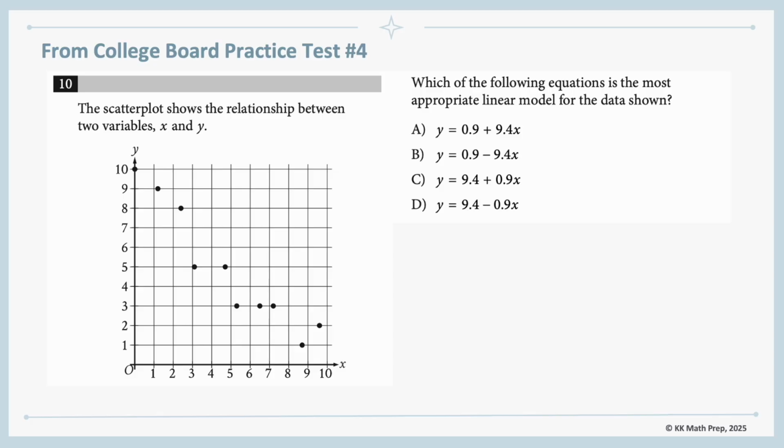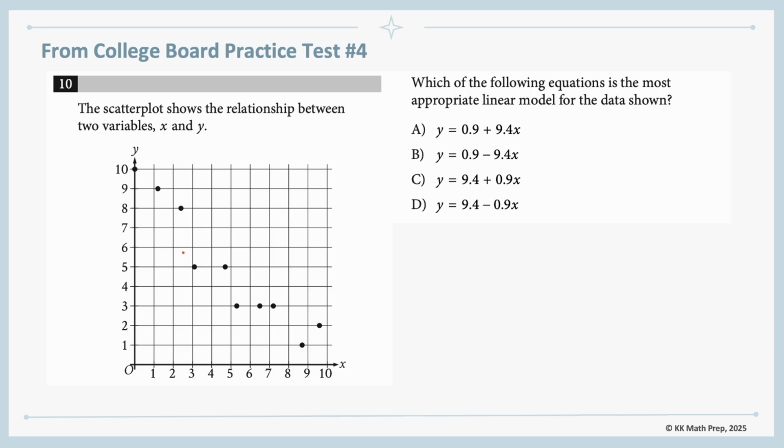This one is from practice test number 4. And as you can see, there's a scatter plot shown here with an X and Y and all of these points scattered along the grid. The question that they are asking is which of the following equations is the most appropriate linear model for the data shown? Now, what I like to do is actually sketch what I believe might be the line of best fit.